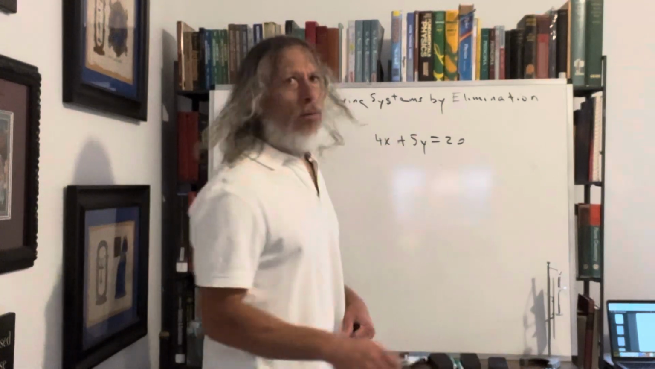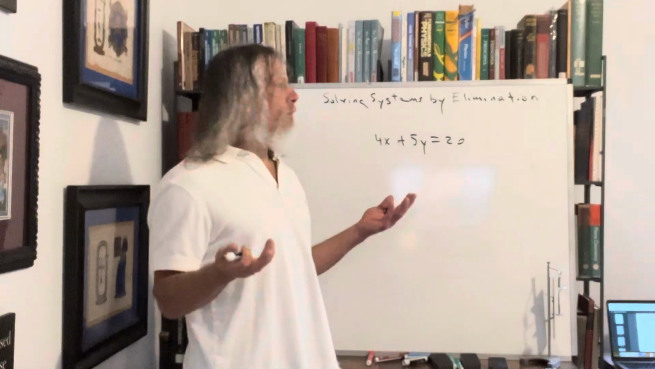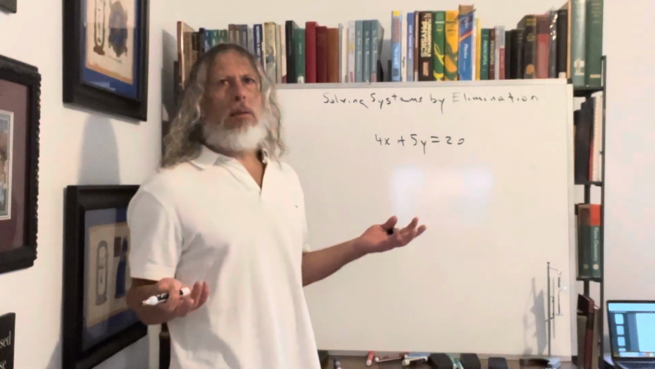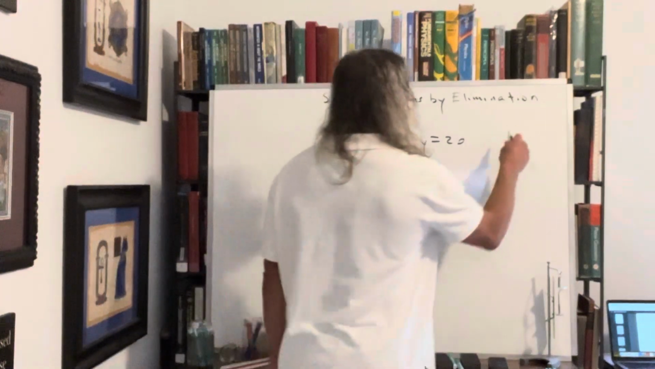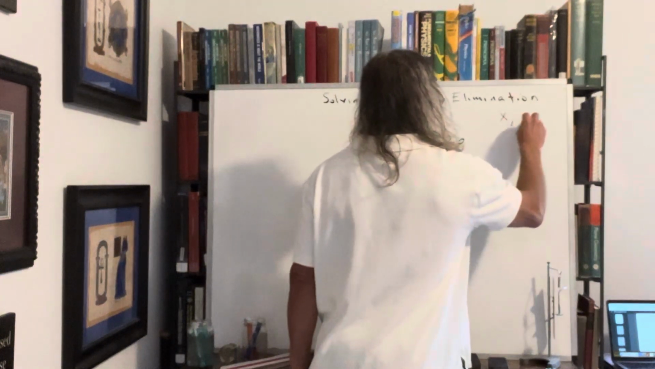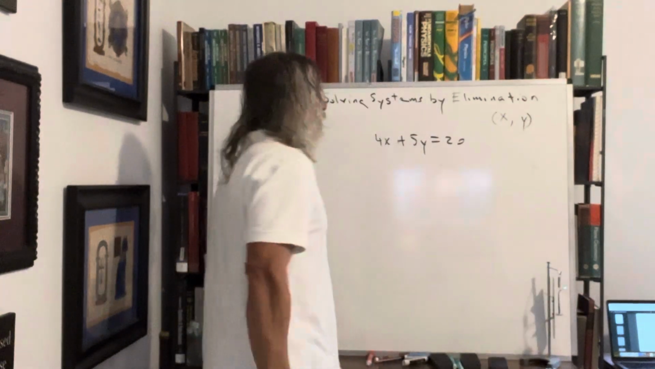4x plus 5y is 20. There's lots of numbers we could put in and solve this. Not just one ordered pair, but many. We want one ordered pair that works in both equations.